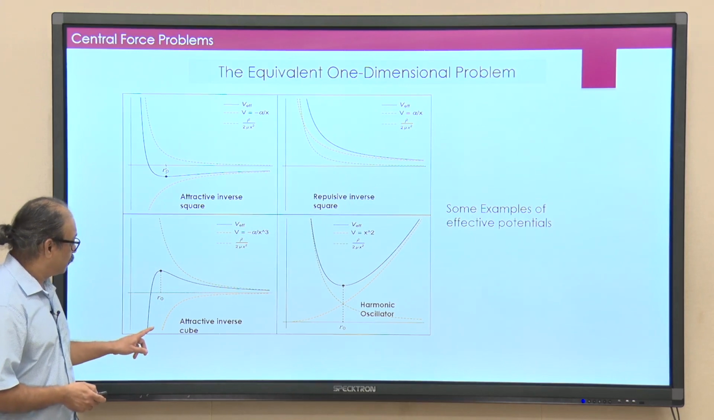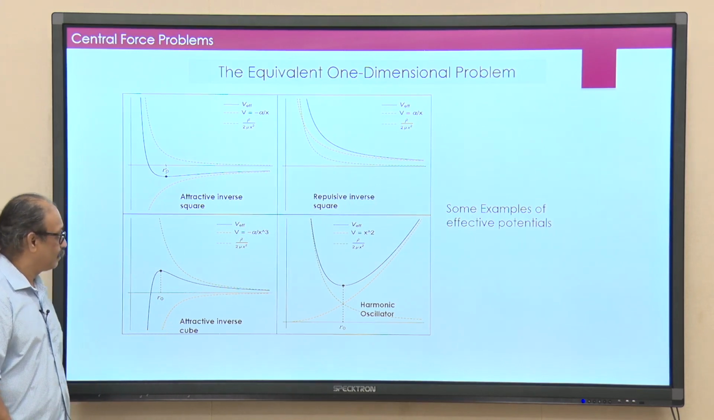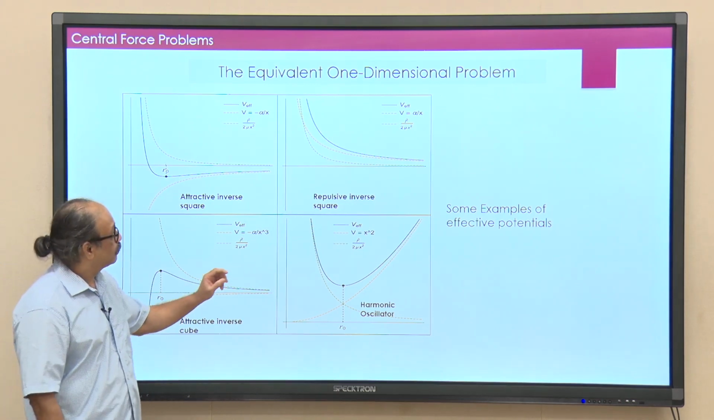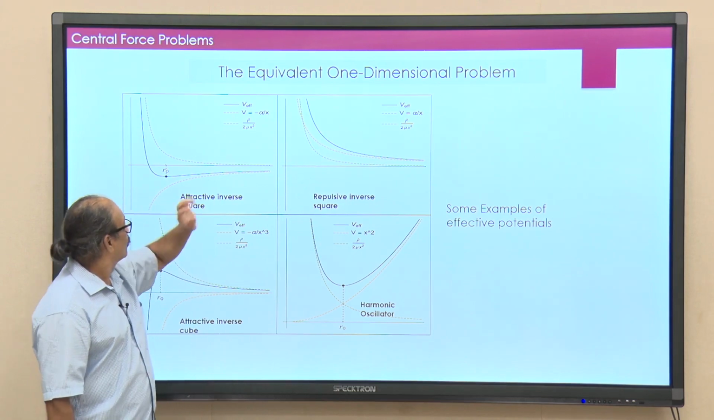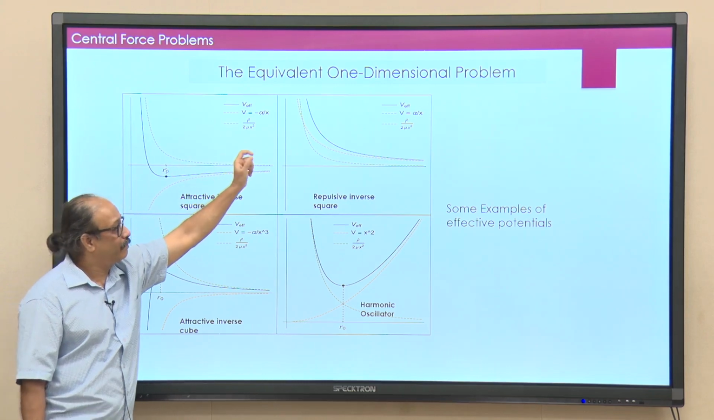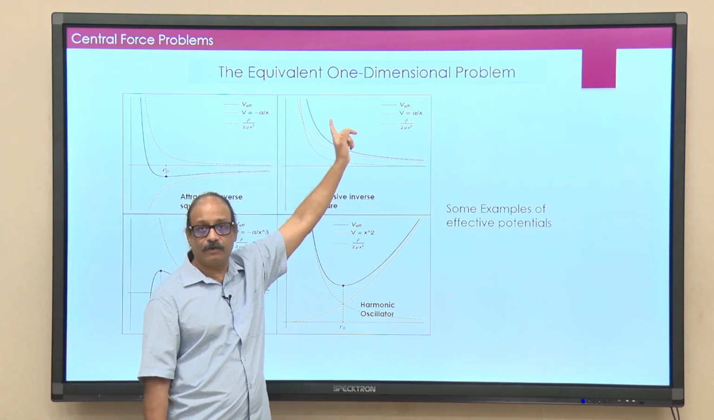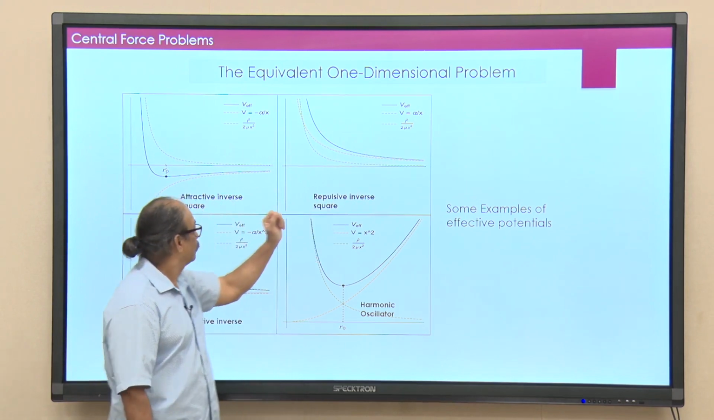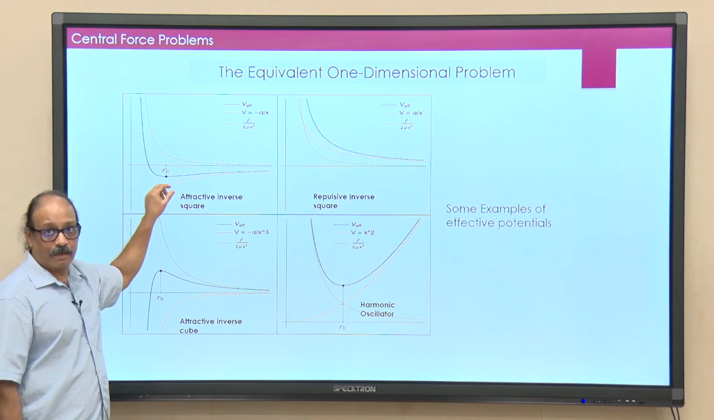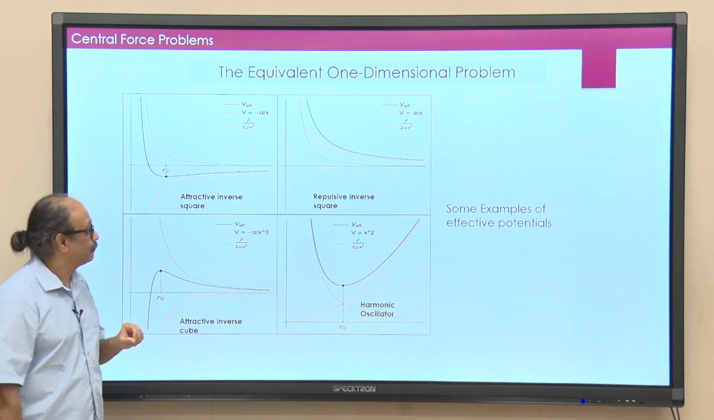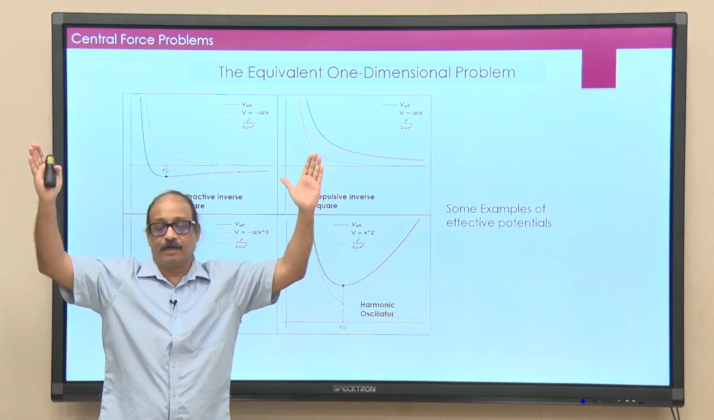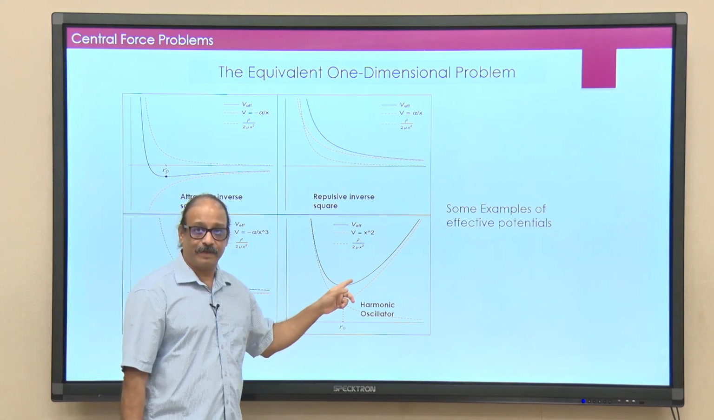Here, for this potential, what happens? First of all, all three we have covered. If energy is greater than 0 here, you get an unbounded orbit. Energy less than 0 and inside this minimum, you get that wiggly motion. Here, since the curve goes to infinity all the way, only bounded orbits.